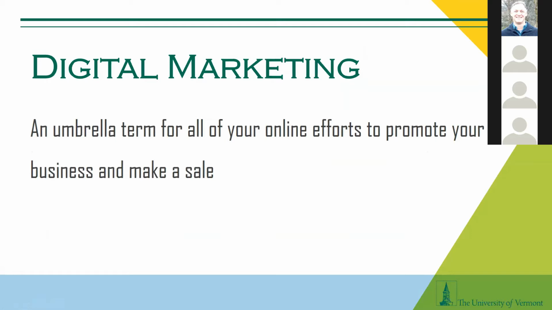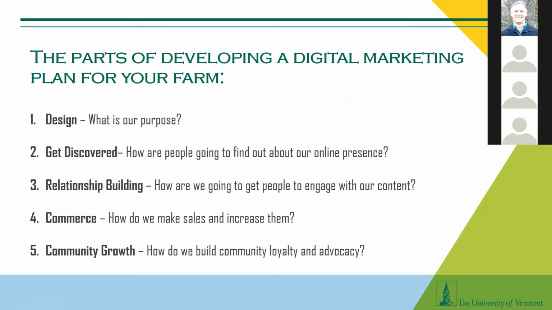It's what I like to do when I'm developing plans for farms. I like to go through a 5-part process. In the beginning, I like to discuss the design. How are we going to put this all together from a farm perspective, from a business perspective? Then we move into a getting discovered phase. How are people going to find out about our online presence? In relationship building, how are we going to get people to engage with our content? Commerce, how do we make a sale and increase them? And community growth, how do we build community loyalty and advocacy?